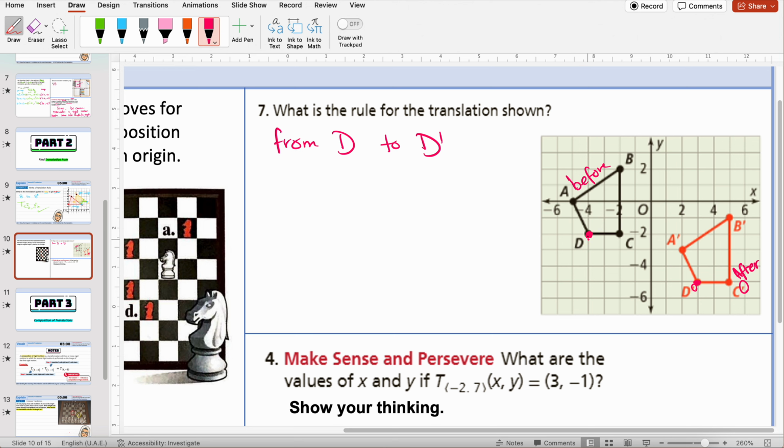Yalla. What happened? 1, 2, 3 down. I went 3 down. And 1, 2, 3, 4, 5, 6, 7 to the right. How to write that down? Translation is, focus always, this is X, this is Y. X means right or left. Y means up or down. Where did I go on x? I went 7 to the right. So to the right, 7, so 7 positive. And I went 3 down. Down, 3, so it's negative. That's it.